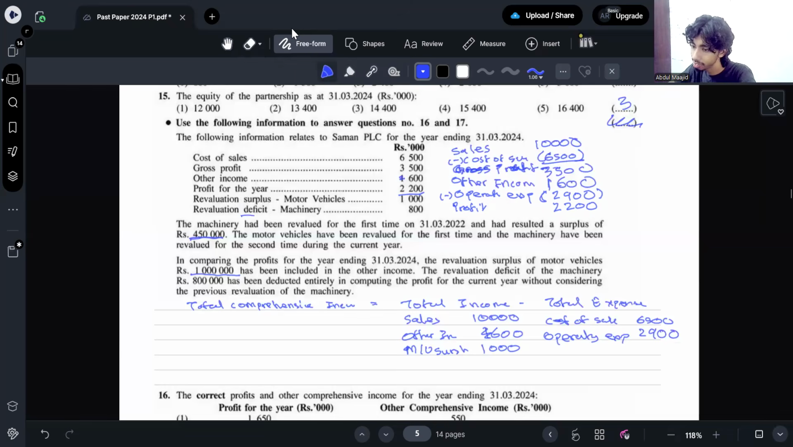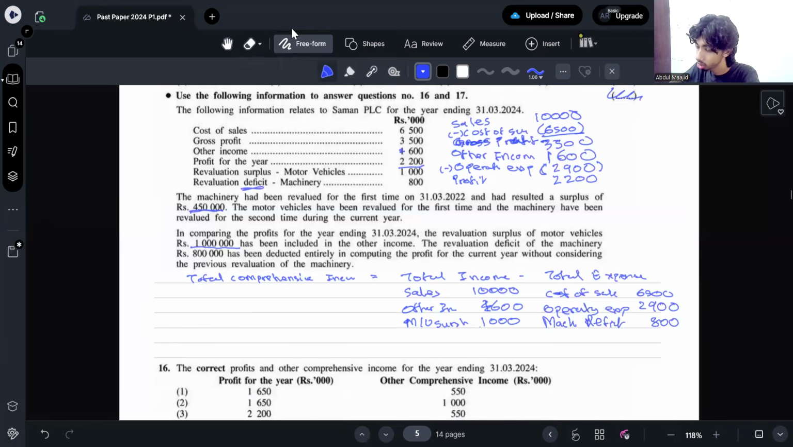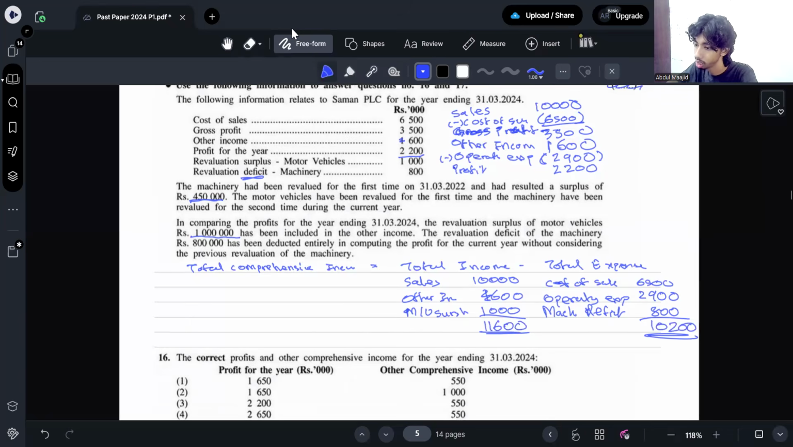And then the revaluation deficit for the year, you can put under expense, machine deficit 800. So then your total income would be 10,000 plus 600 plus 1,000, 11,600. And total expense will be 6,500 plus 2,900 plus 800, 10,200. This is your total income and expense. Then your total comprehensive income will be 11,600 minus 10,200. That will be 1,400. Now you can divide the total comprehensive income as other comprehensive income and profit after tax.